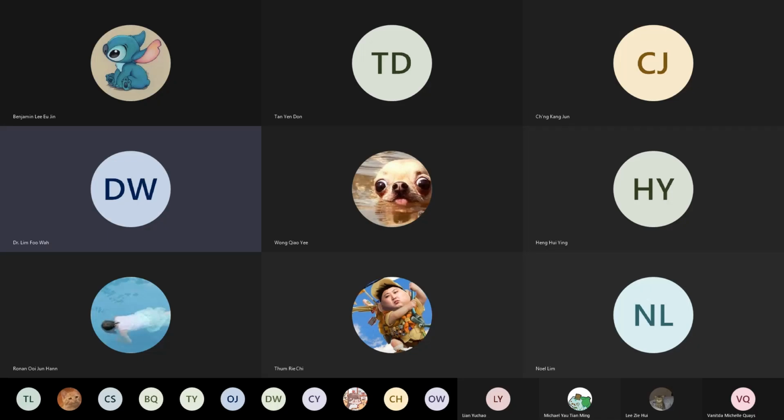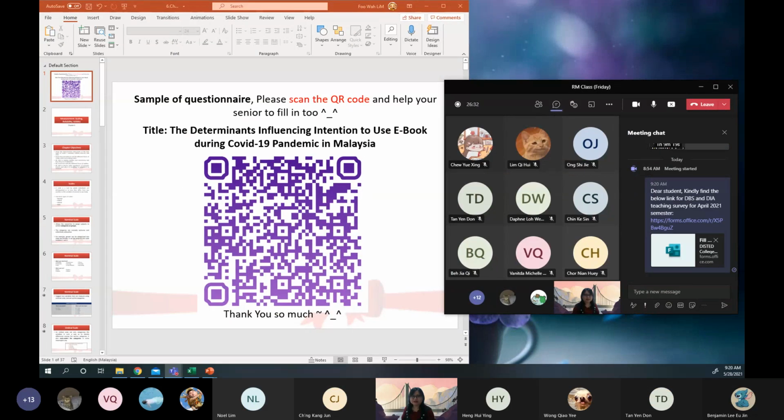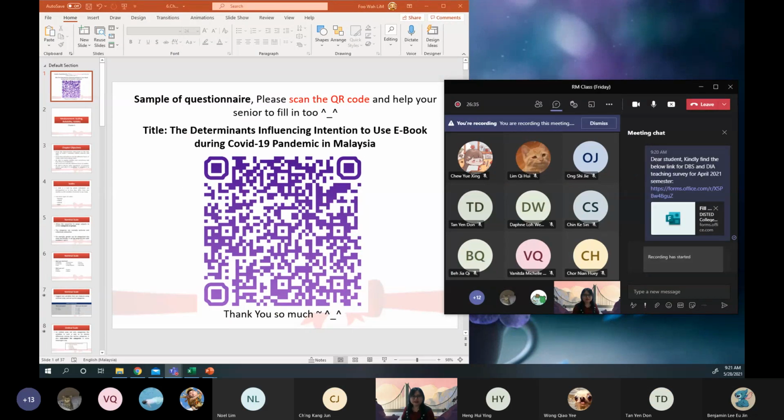Just take your time to fill in the questionnaire here. Okay, she is actually a final year student for her degree, and she is doing her final year project. If you know her, you actually can contact her lah. She is quite a nice person, and she is actually willing to help her junior also.